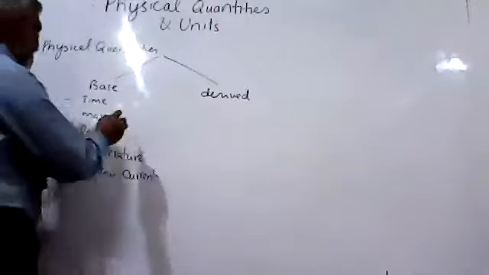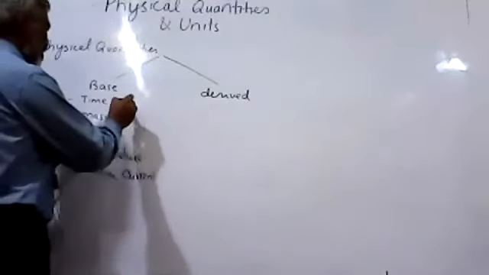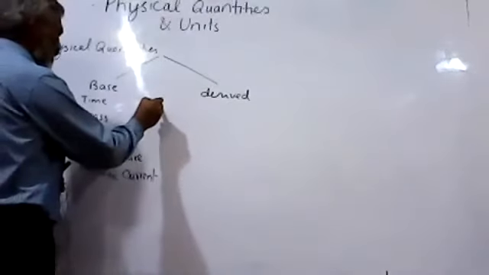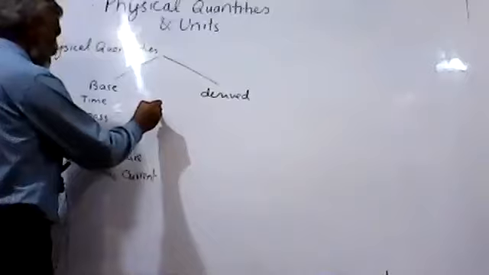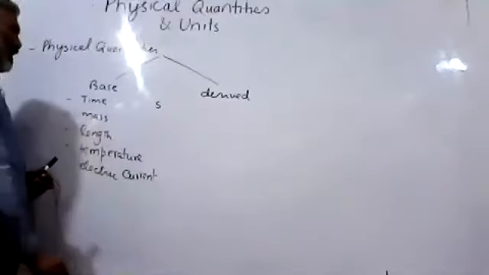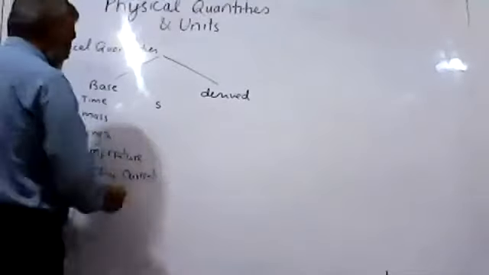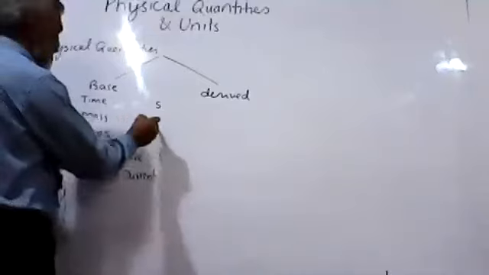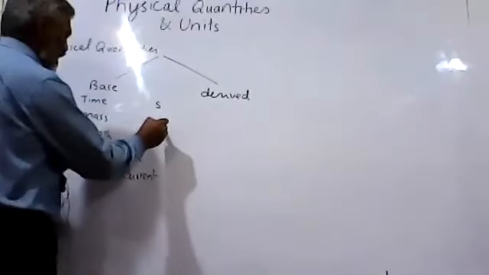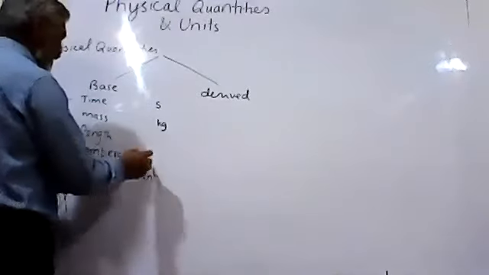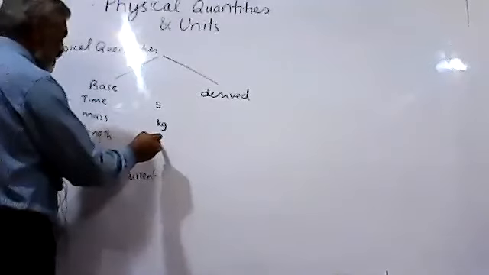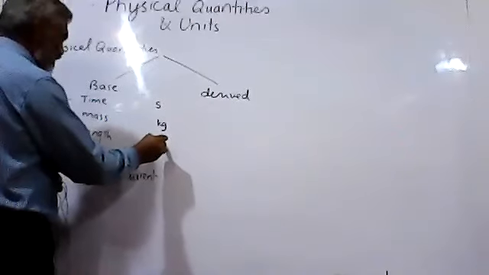And I emphasize that we need to remember the symbols of their units in which they will always be expressed. Time is always in seconds, so it's written small s. Mass is always expressed in kilograms, so we write kg. Length is always expressed in meter, so we write small m.